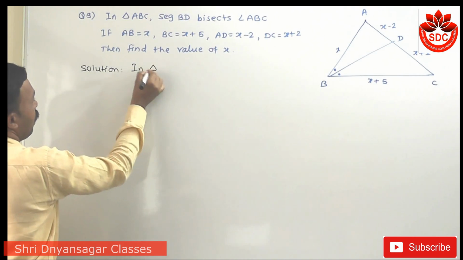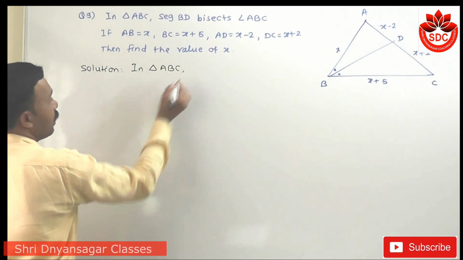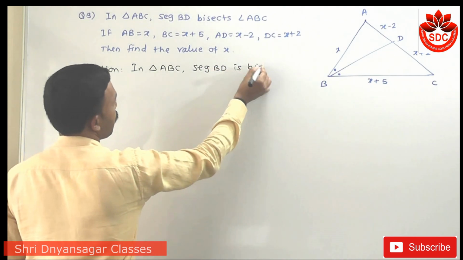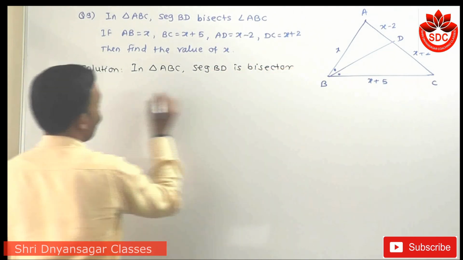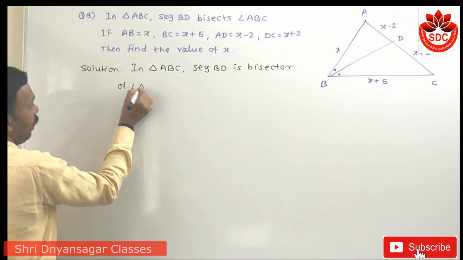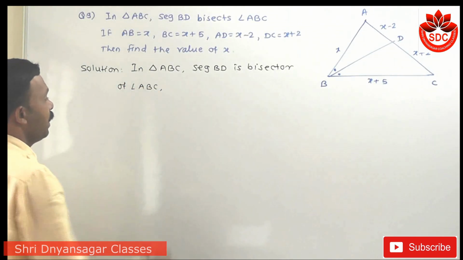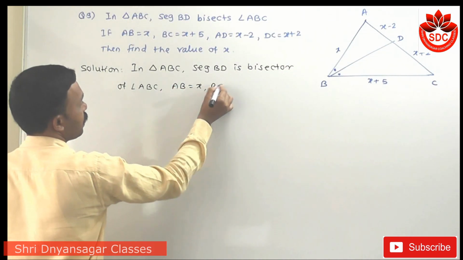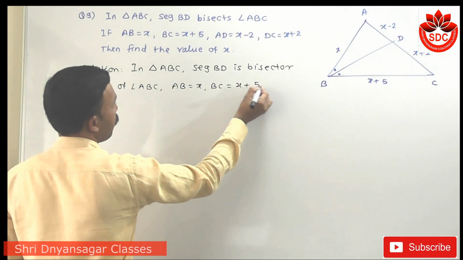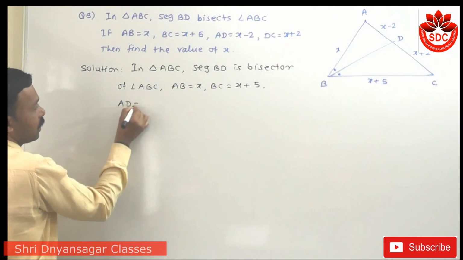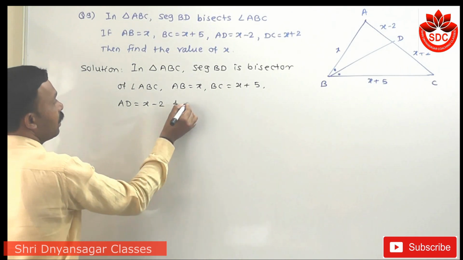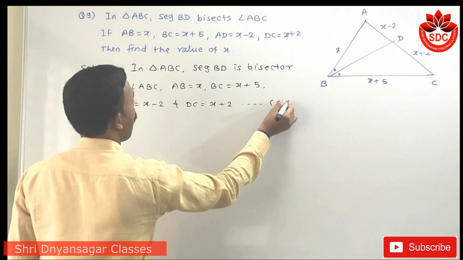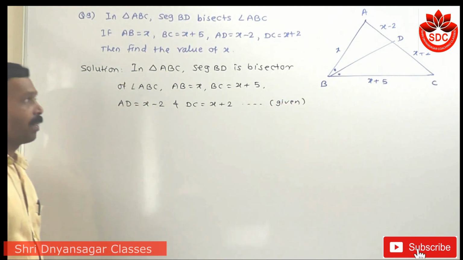In triangle ABC, this segment BD is bisector of angle ABC, and the values of AB is equals to x, BC is equals to x plus 5, AD is equals to x minus 2, and DC is equals to x plus 2. All these are given.